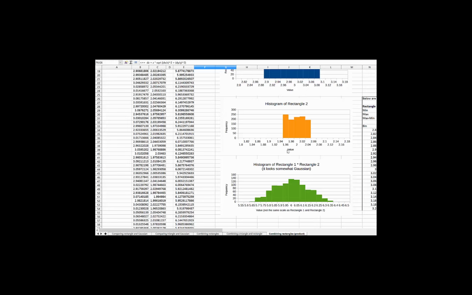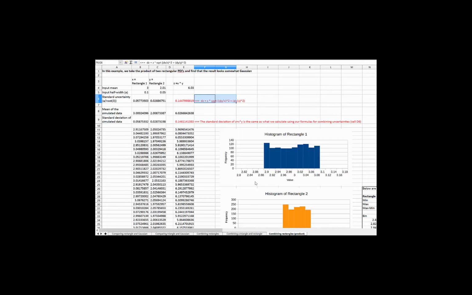Note that in this case, the scale on this axis is not the same as the scale on the axis of the two above, where it was on the previous two tabs. So hopefully that makes some sense and gives you a sense of what happens when you start manipulating square PDFs and triangular PDFs, and you start mashing them together, multiplying them, adding them, or even combining them with Gaussians, and how they compare to Gaussians having the same standard deviation.